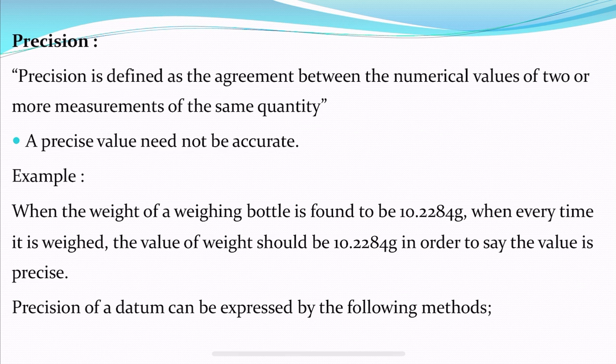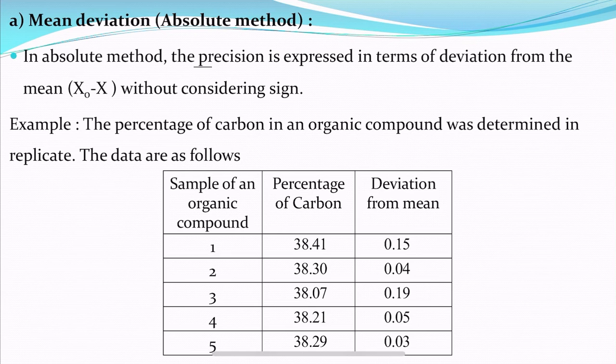This is where we stopped in our last class, and in this session we are supposed to discuss how the precision of a datum can be expressed by various different methods. First let us understand what is meant by mean deviation, also called the absolute method. In the absolute method the precision is expressed in terms of deviation from the mean, that is x naught minus x bar, without considering the sign.